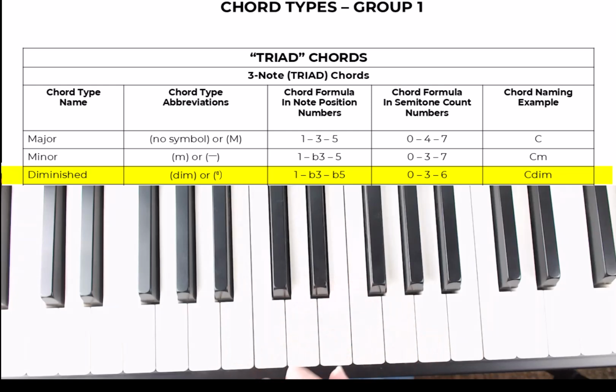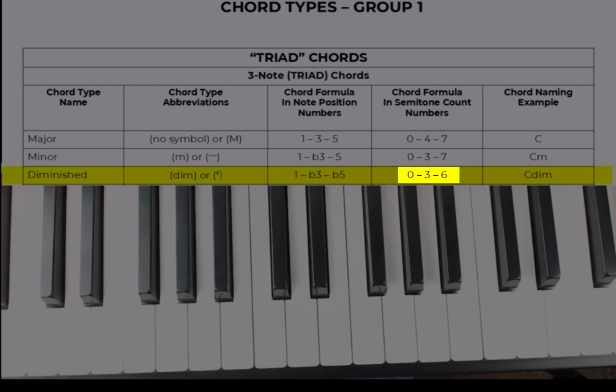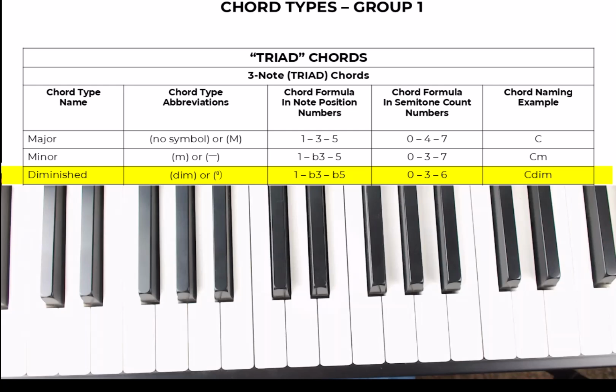This is why a semitone count forming makes any chord so simple. All you have to do is follow the formula 0, 3, 6 for a diminished chord. And as you can hear, the sound provided by a diminished chord is very distinguishable and is used sometimes to pass quickly between two other chords.